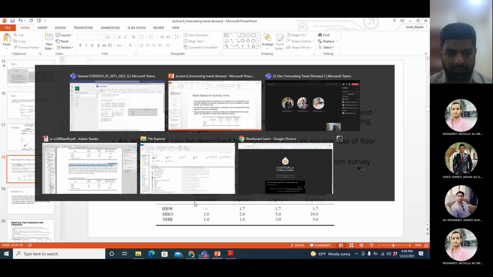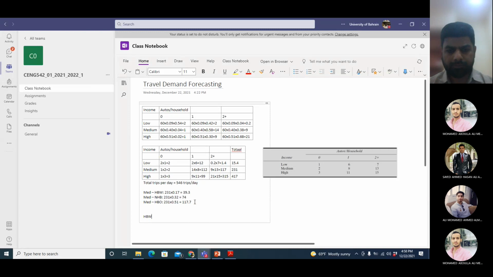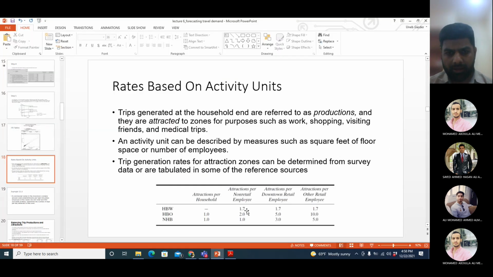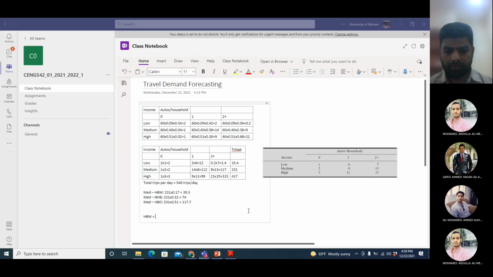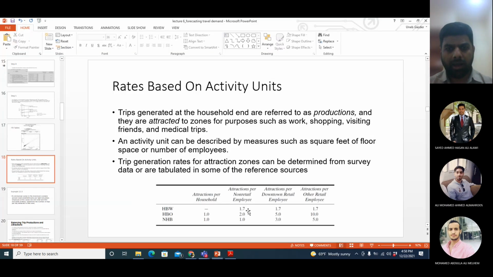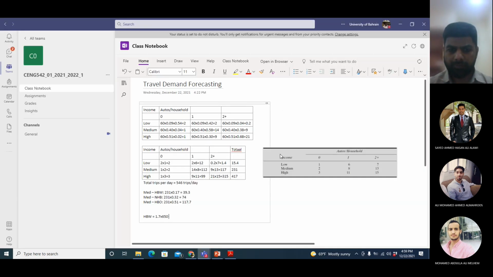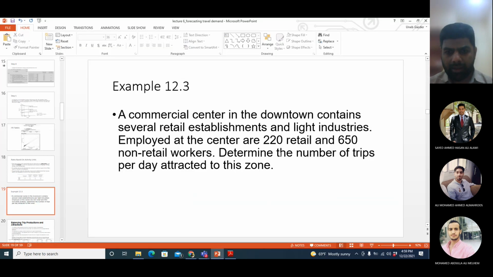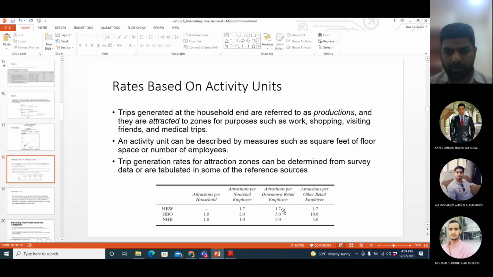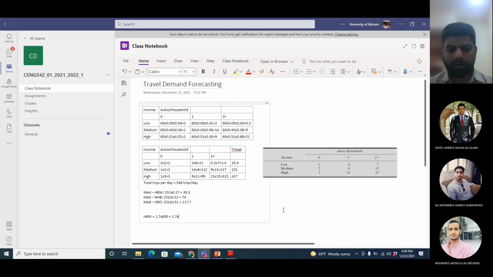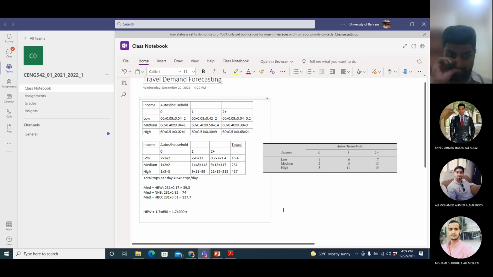Okay, so let us start with home-based work. The rate is 1.7 for non-retail. How many employees of non-retail do I have? 650. Okay, and for downtown retail, the rate is 1.7, and I have 200 employees for retail. Okay, so give me the number for this, and then we have home-based other.